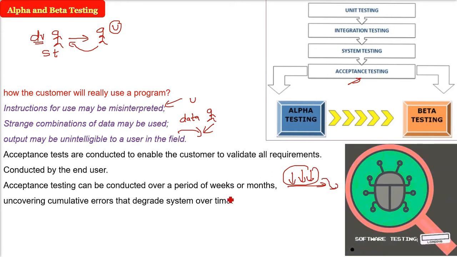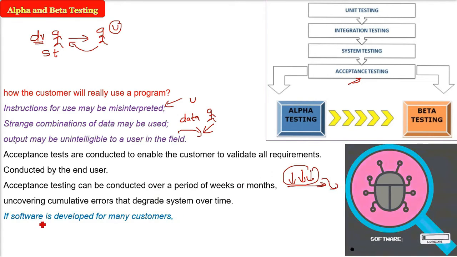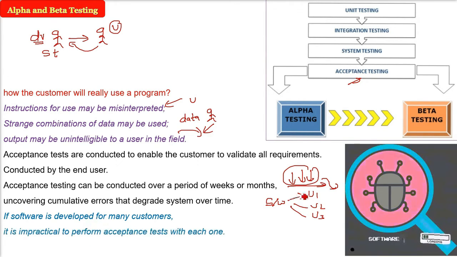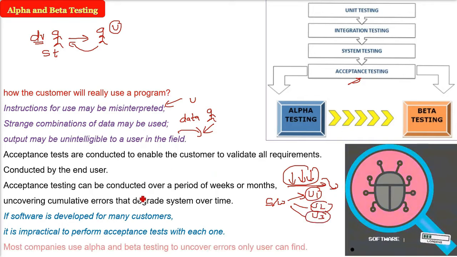system over time. So if software is developed for many customers, most of the time the big companies make software for multiple customers, multiple companies, multiple stakeholders. These are different users. Now it is impractical or impossible to perform the acceptance test for each one of them. This may not be possible because of the time limit; time to market is the requirement.